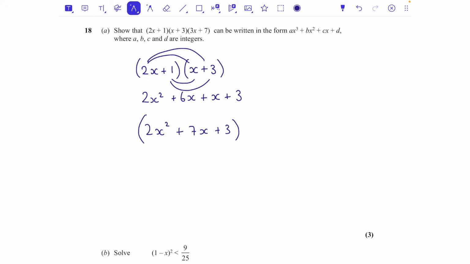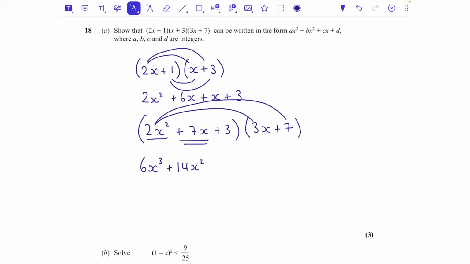Now we need to multiply that by our third bracket. So to do that, I'm going to start with the 2x squared. 2x squared times 3x and 2x squared times 7. So that's going to be 6x cubed, add 14x squared. Moving over to the 7x, I'm going to do 7x times 3x and 7x times 7. So that's 21x squared, add 49x, and now I'm moving over to the 3. 3 lots of 3x is 9x, and 3 lots of 7 is 21.